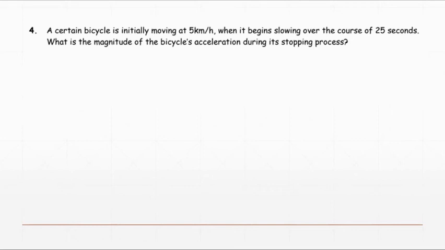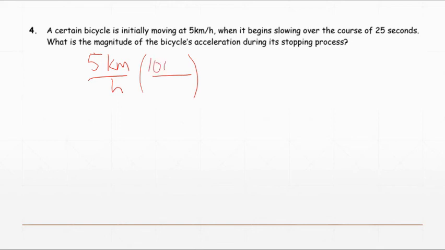So a certain bicycle is initially moving at 5 kilometers per hour when it begins slowing over the course of 25 seconds. What is the magnitude of the bicycle's acceleration during the stopping process? So we have 5 kilometers per hour, okay? And we're going to end up converting that to meters per second, okay?